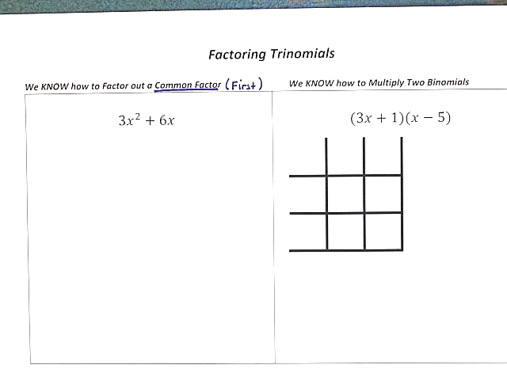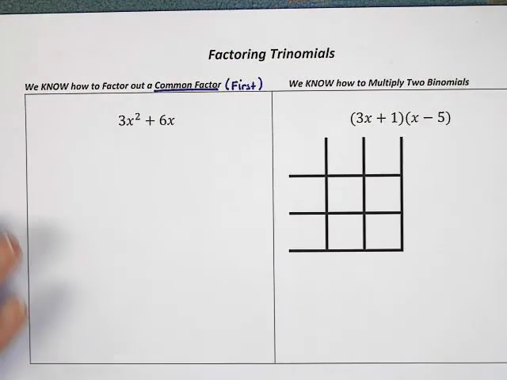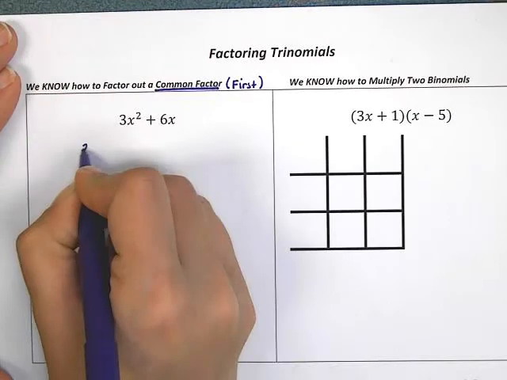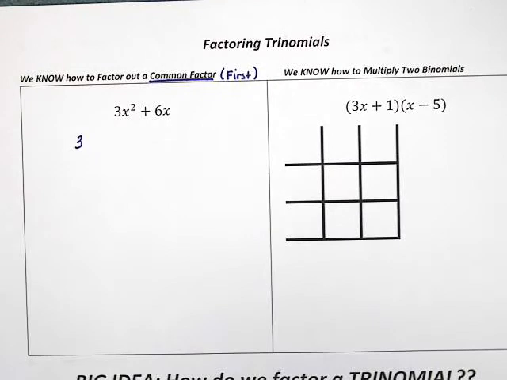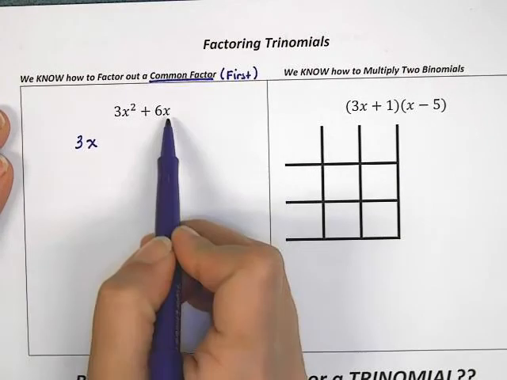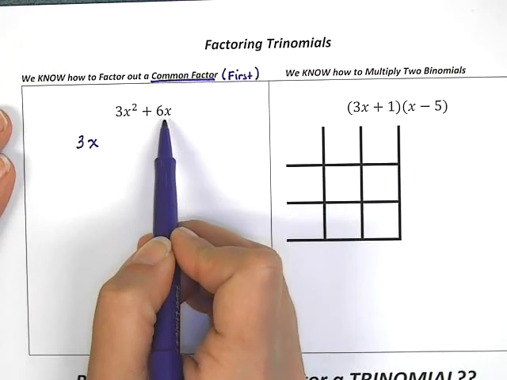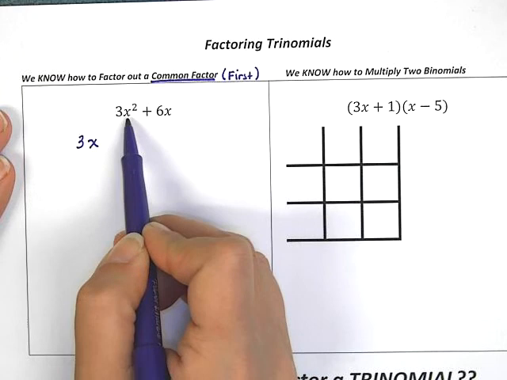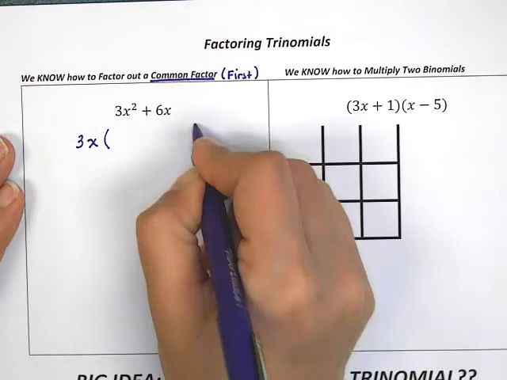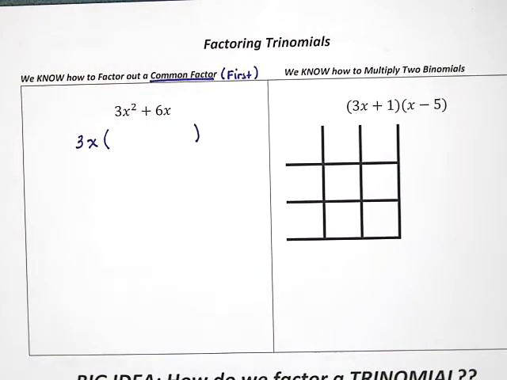So if I look at these two terms and I say, what do they have in common? Let's start with the numbers. The biggest number that goes into 3 and 6 would be 3. If I look at the x's, the biggest x that I can take out is just one x because the second term only has one x. If I have two x's here and one x here, the biggest amount I can take out from both would just be 1. Then I would carefully think about what comes next.